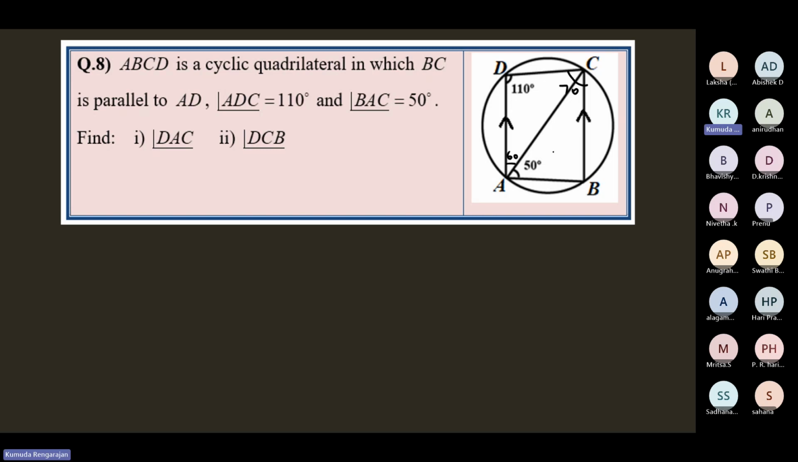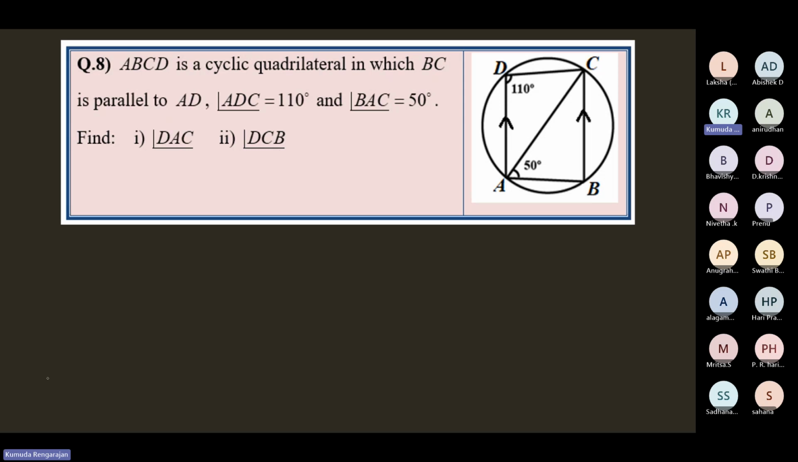Next, DCB. Oh, that we already found. DCB we already found. We had to find it to find DAC. Okay, so I didn't notice it. Supposing we have to find it, you can also do it in a different way without finding DCB.